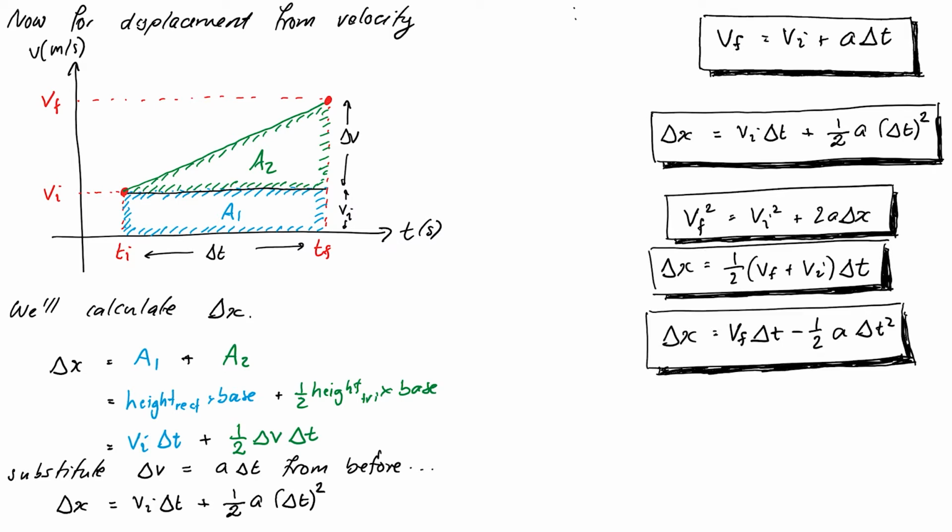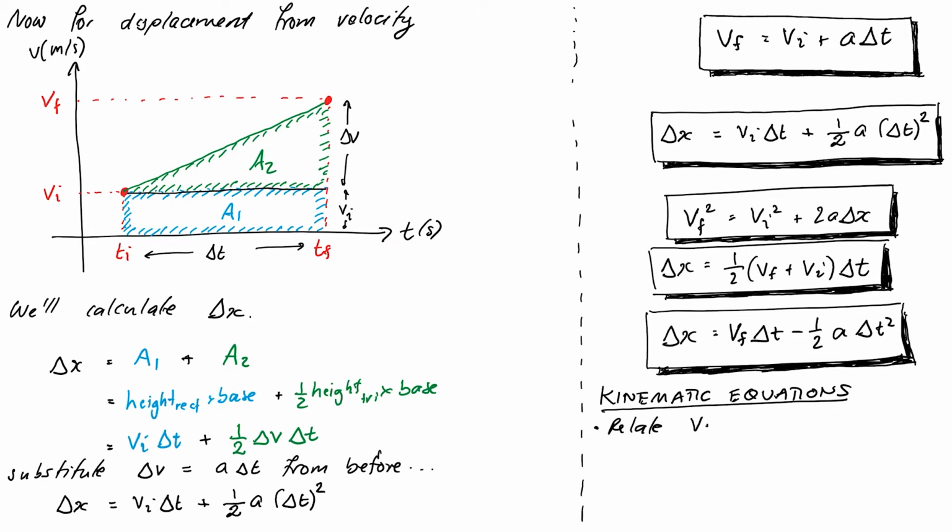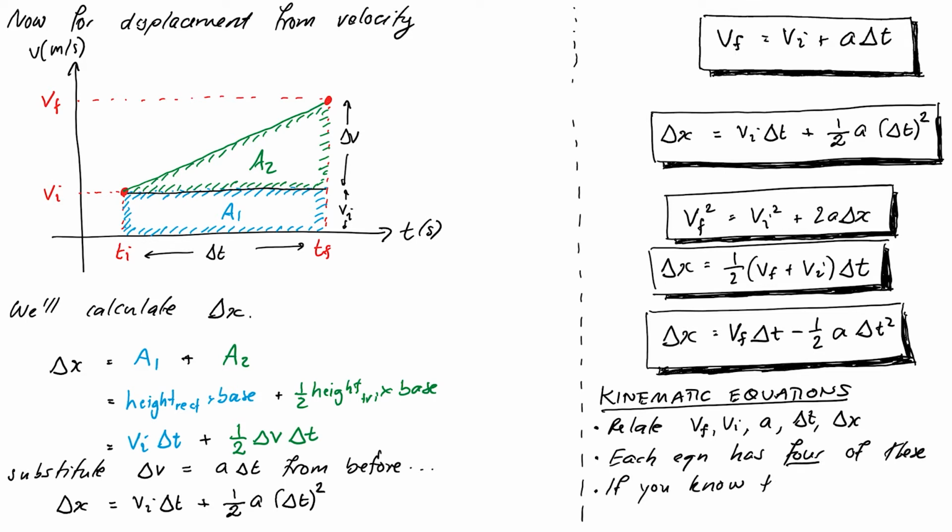Okay, so these 5 equations relate the 5 kinematic quantities that we care about, vf, vi, a, delta x, and delta t, to each other in various ways. Each of these equations contains 4 of those quantities. So if you know any 3 of them and you want to know the 4th, you just need to choose the right equation to solve for your missing quantity, and all combinations of 4 out of the 5 are represented by one of these equations.